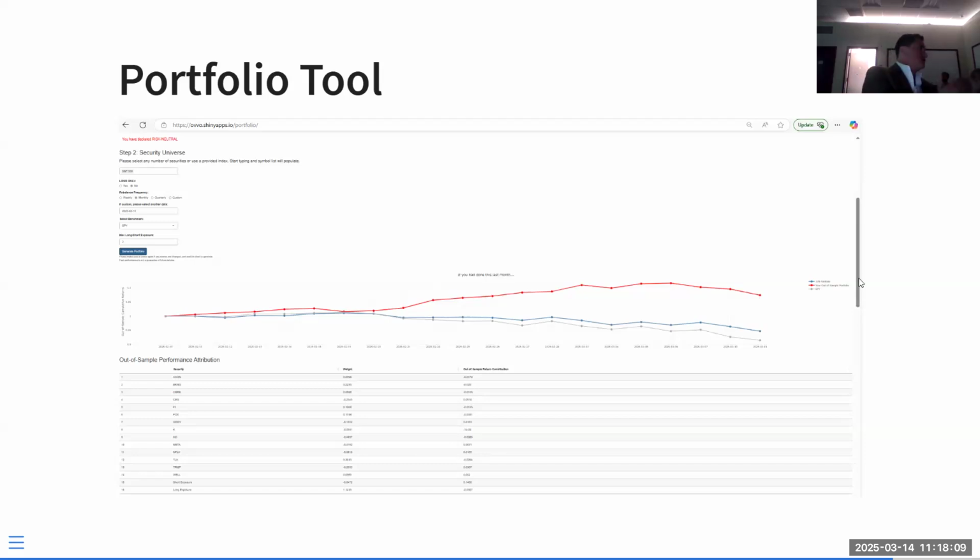It creates a training set from a month ago if you wanted to hold it for a month. Blue is the 1/n of the S&P 500, and the gray is the S&P 500 or whatever benchmark. And here are your securities and your weights and their out of sample contribution to the portfolio.